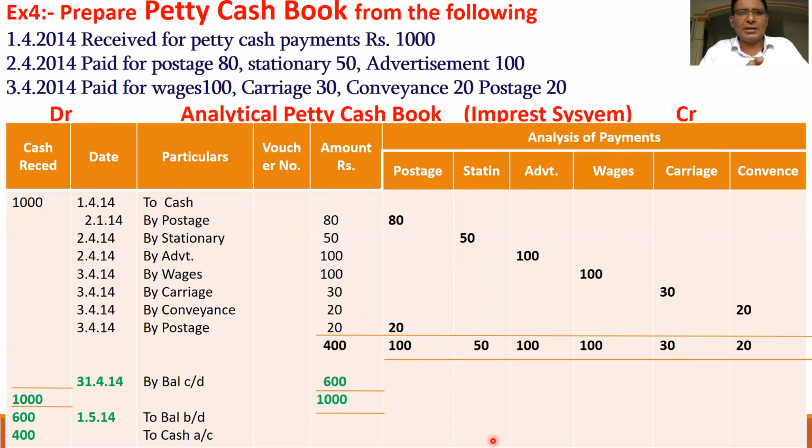So the petty cash book seems somewhat critical, but it is simple: add all payments, 400, and the available balance is 1000 minus 400, 600. That's all. This 400 is shown as one payment, and the analysis is set. This is the impress system of the petty cash book. This is about preparation of cash books.